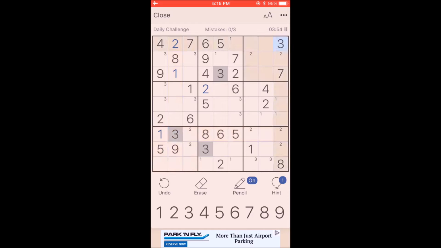And I don't normally put down notes when there's more than 3 possibilities. It just gets really messy, and I don't like it. I feel like it slows me down. Okay, well, let's jump to this one really quick.